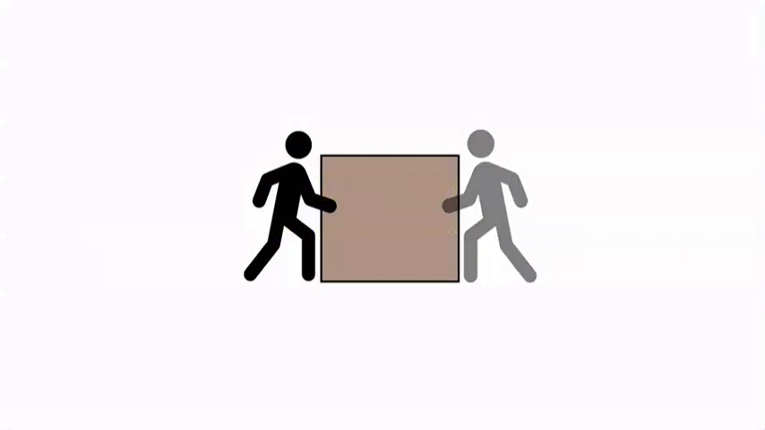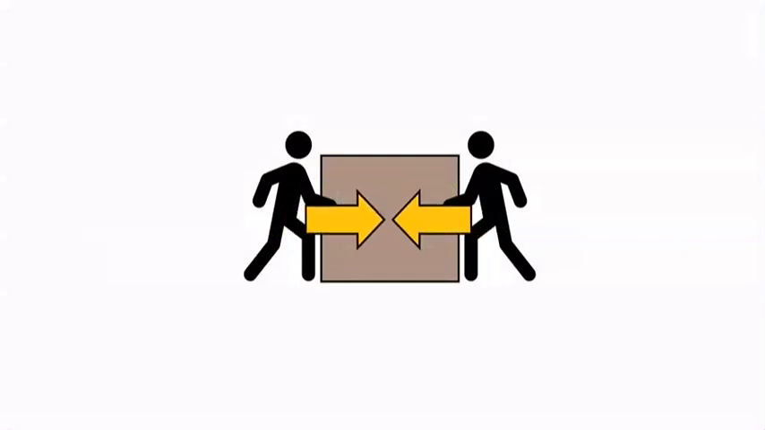Imagine two movers pushing a large box in opposite directions but with equal strength. The box will remain at rest because the forces are balanced.